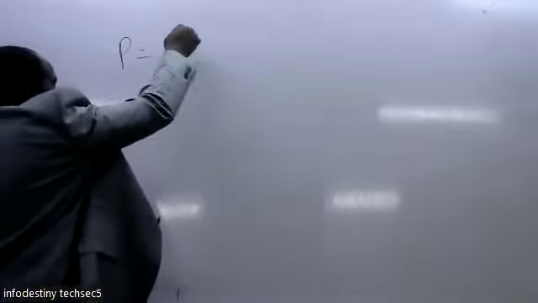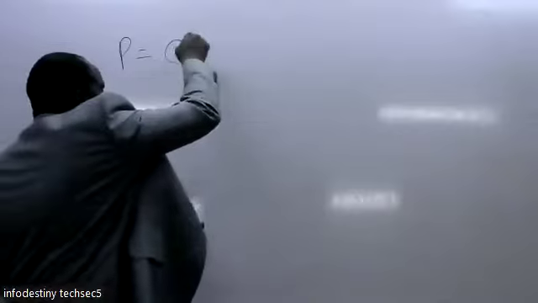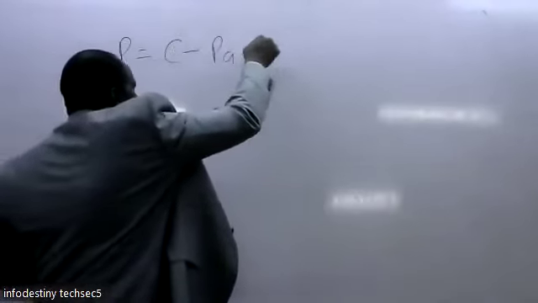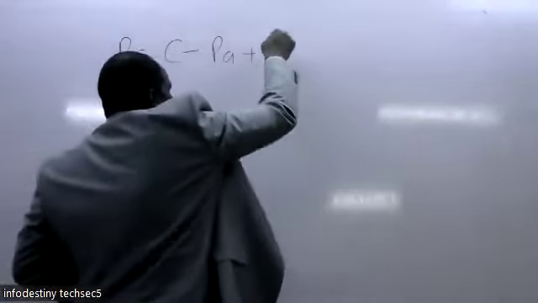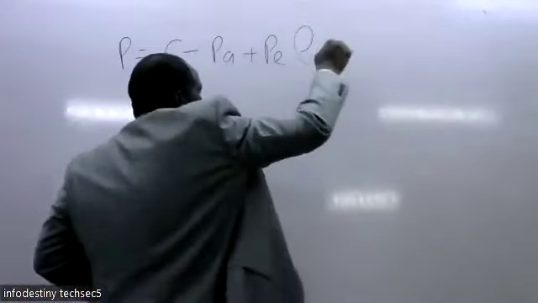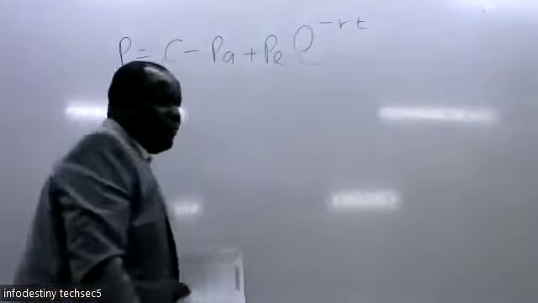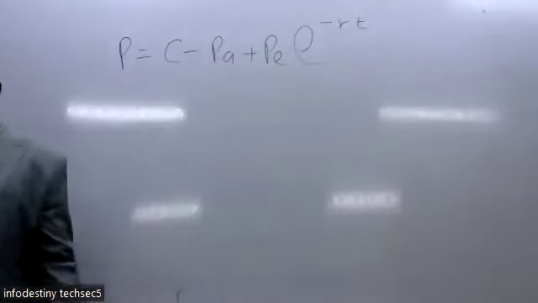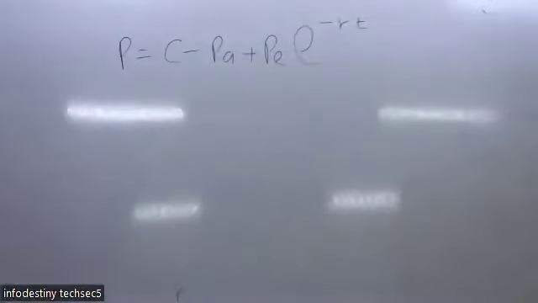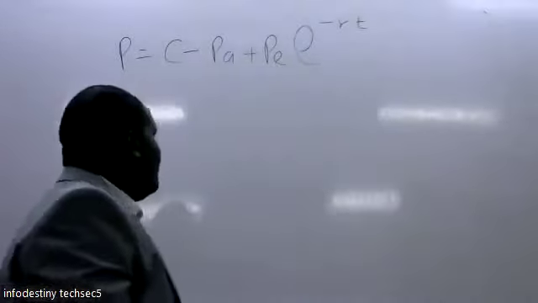P should be equal to C, then we minus PA, then plus PE, then also there is that function, e raised to the power of minus RT. I will explain all those terms. So the put call parity theory, we simplify it in that manner. P should be equal to C minus PA, then plus PE, then there is that item.